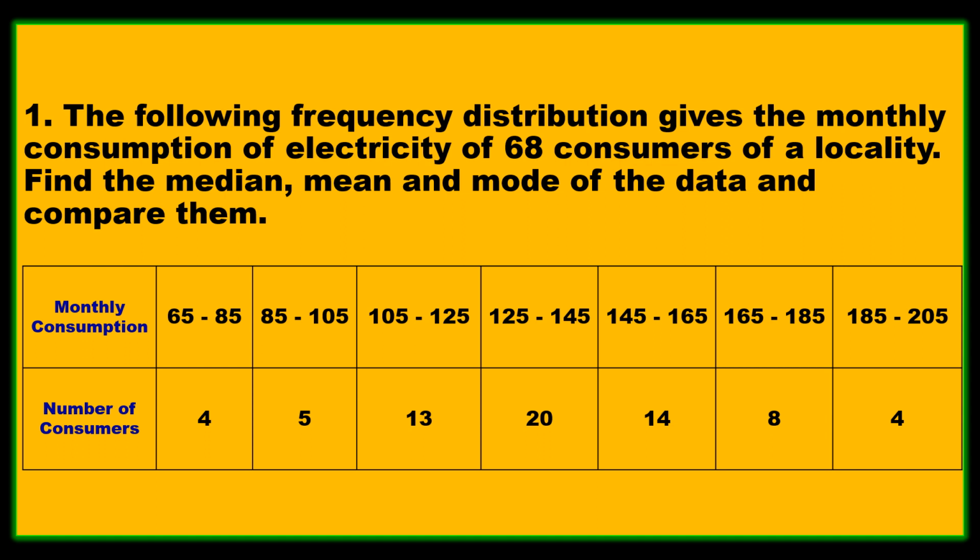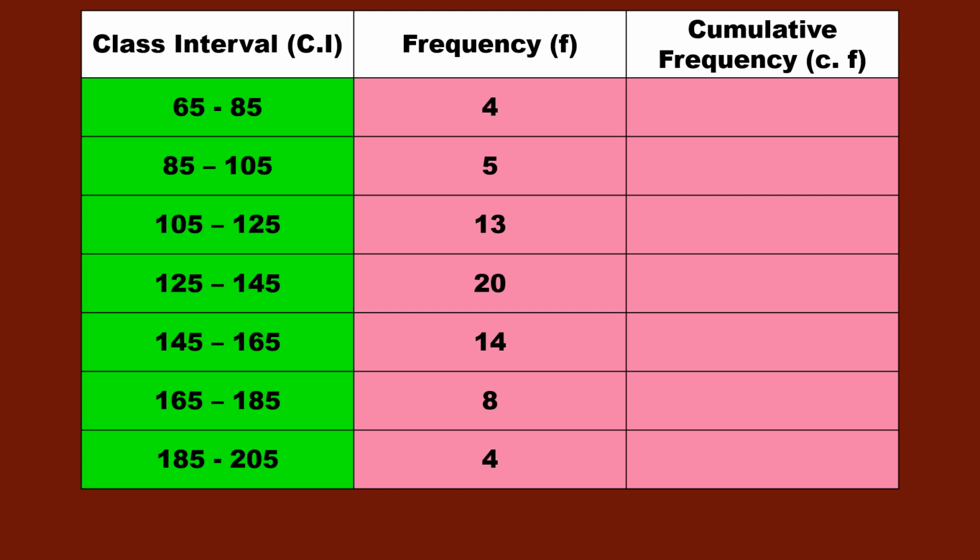So let us go to the problem. Let us first find the median, mode and mean. We know the table format for the median. We'll have three columns: the class interval CI, and the frequency, which is already given in the question. Here we need to write the cumulative frequency. The first value will be the same as it is. Now add in a zigzag way.